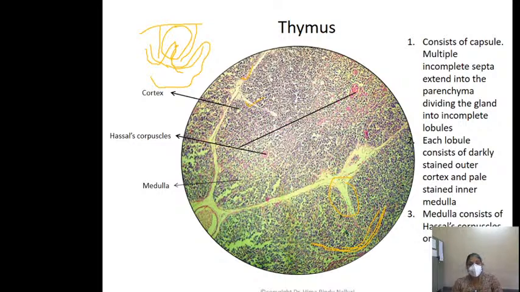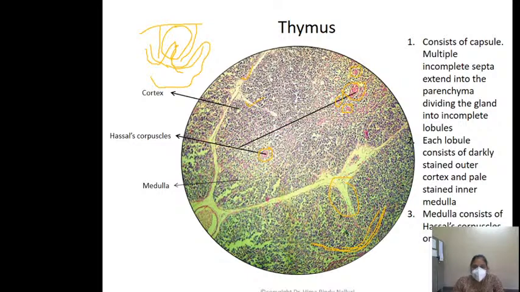And the other characteristic identification feature for the thymus is the presence of the Hassall's corpuscles. What are these Hassall's corpuscles? These Hassall's corpuscles are also called the epithelial pearls. So you can see here the coral-shaped eosinophilic structures. You can see here. These are all the Hassall's corpuscles here.